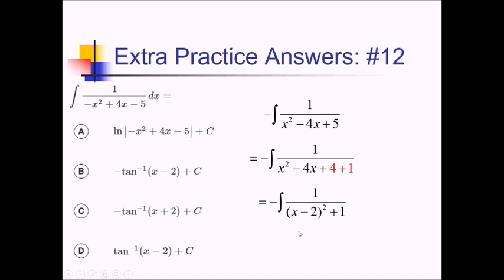And now we have something squared plus 1, which we can use with our arctan antiderivative. So I'm just going to write this as negative arctan of x minus 2 now, plus c. And if you just take the derivative real quick, you'll end up with this expression right here. So that's going to end up being answer choice, we need a negative out in front, a negative inside, answer choice B.